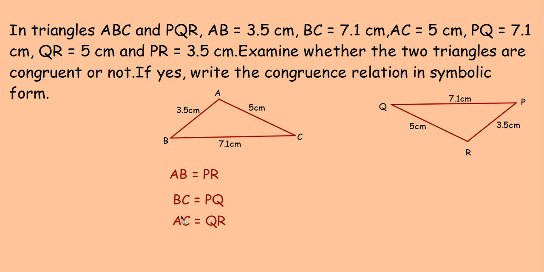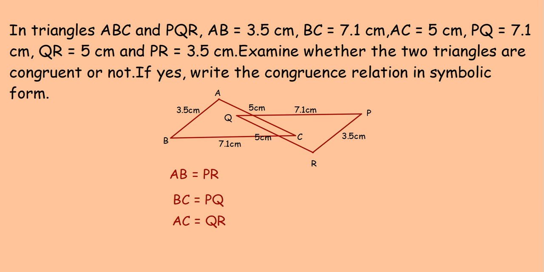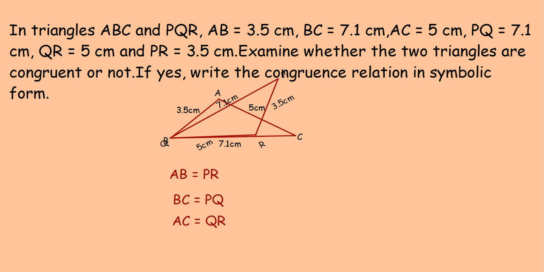That means three sides of one triangle are equal to the three corresponding sides of the other triangle. Therefore, we can say these two triangles are congruent. Now, how can you express this relation in symbolic form? If I keep QR on BC, will PQR cover ABC exactly?